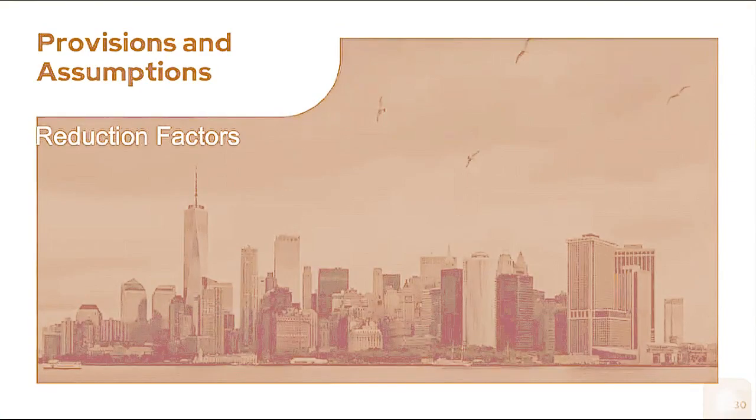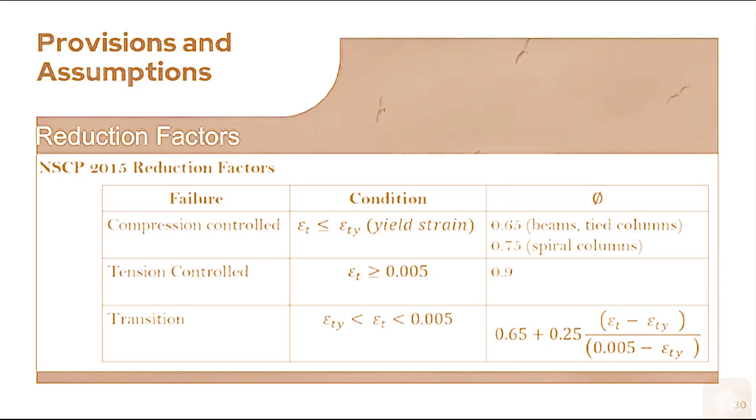And for reduction factors, based on NSCP 2015, so these are your reduction factors. For compression controlled, that is epsilon T less than or equal to epsilon Ty, 0.65 for beam and column, and 0.75 for spiral column. For tension controlled, epsilon T greater than or equal to 0.005, the reduction factor is taken as 0.9. And for transition, wherein epsilon T is greater than epsilon Ty but less than 0.005, we have here the formula 0.65 plus 0.25 quantity epsilon T minus epsilon Ty all over 0.005 minus epsilon Ty.